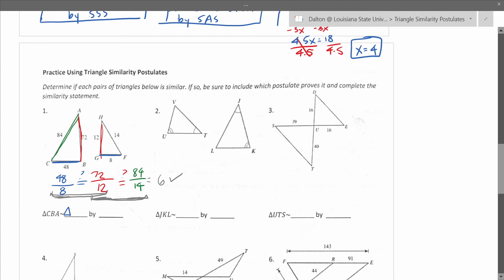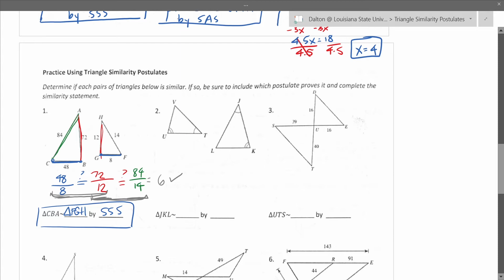Now here, these triangles are kind of reflected over each other. So C is going to correspond to angle F. B, this angle here, must correspond to angle G, and then A up at the top corresponds to H. And they are similar by the SSS postulate. So this is your final answer.